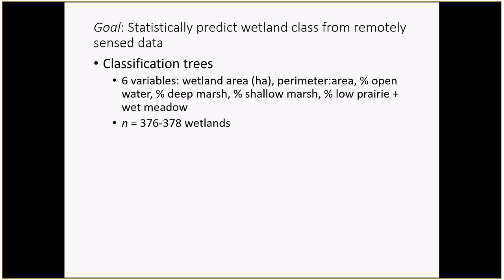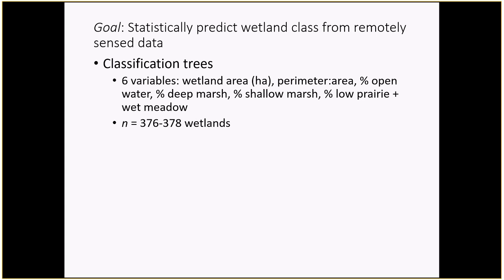So the first 2 variables, wetland area and perimeter to area ratio, come just from the CWI information. And then the rest of the cover variables, so percent open water, deep marsh, shallow marsh, and low prairie and wet meadow, come from the remote sensing that Lyle just told you about. And we combined the low prairie and wet meadow into a single variable, both because there was poor spectral separability in that RapidEye product, but also because we know that that wet meadow community tends to be a little bit sensitive to disturbance, and thought that it might not be a great indicator, especially depending on surrounding land use.